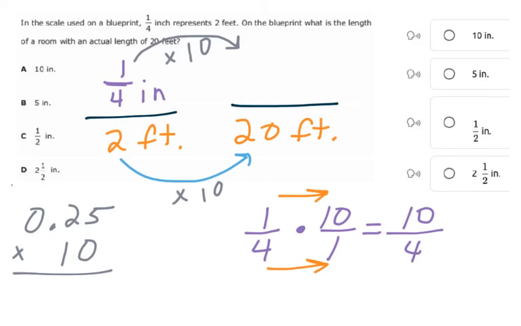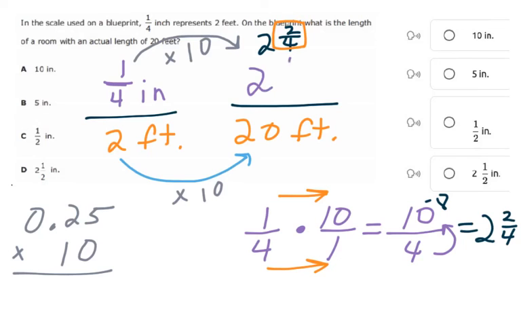Okay, well, I'll get it to a mixed number and we can simplify. 4 goes into 10 right over here 2 times. 4 times 2 is 8, so what's the remainder? It's going to be 10 minus 8 is 2. So it's like 2 and 2/4, but remember, 2 and 2/4 can be simplified. 2/4 can be simplified into 1/2. You divide both of those by 2. So the actual answer is 2 and 1/2 inches right over here would be our answer.